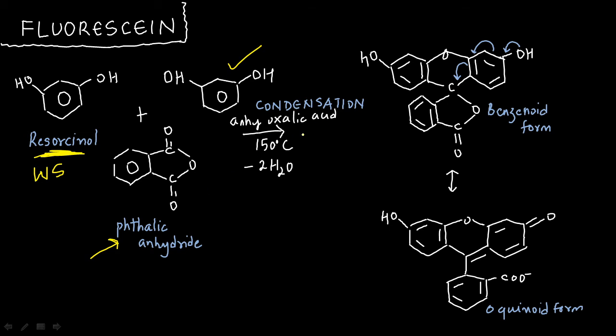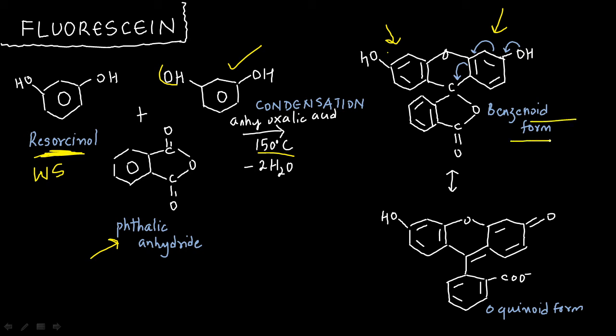These can undergo condensation with resorcinol at 150 degrees Celsius. Then 2 molecules of water are removed, and we have the benzenoid form. These are 2 rings from resorcinol, and 1 OH group. We have this condensation happening here from 2 OH, and again the lower part of the ring, the phthalic anhydride part, comes from the phthalic anhydride. This is a benzenoid form.